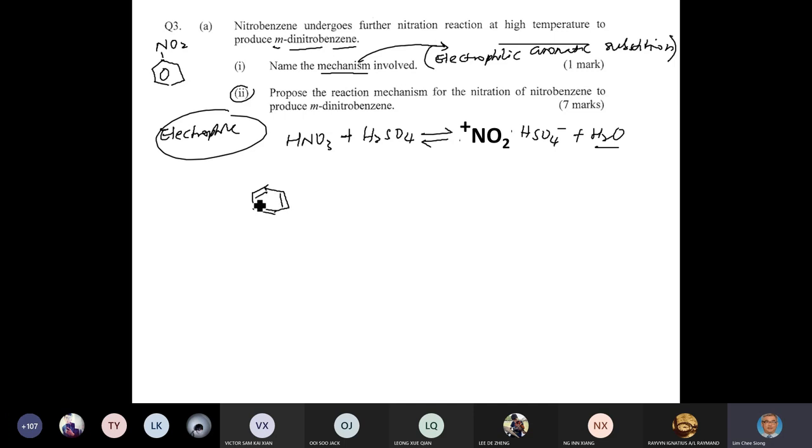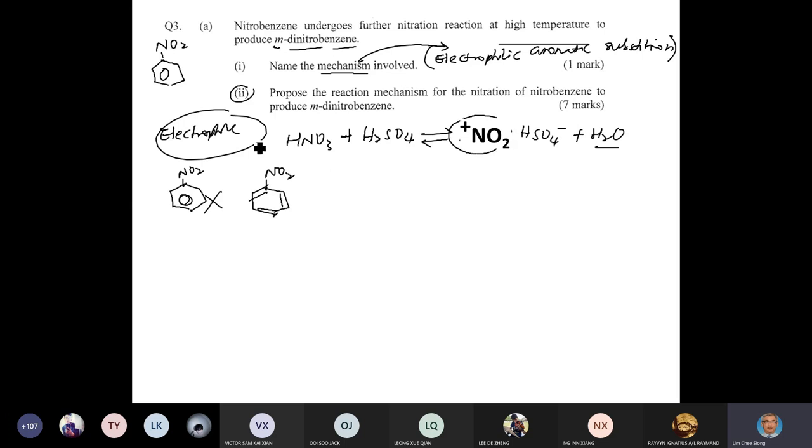In the nitrobenzene, be careful. Some students are so creative. You put methane in, you say this can be accepted, you put a circle in the benzene, normally it will be marked wrong. Cannot be, because you want to show how the electrons from the benzene ring contribute to the compound itself. Okay, the electrophile. Which one is the electrophile? This is the electrophile that we want.